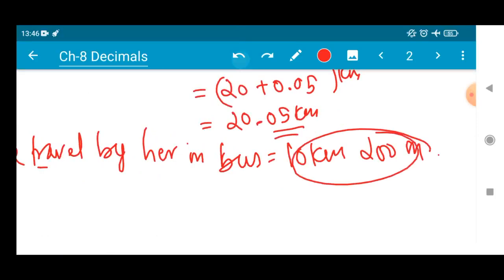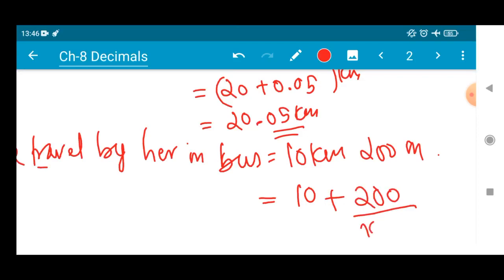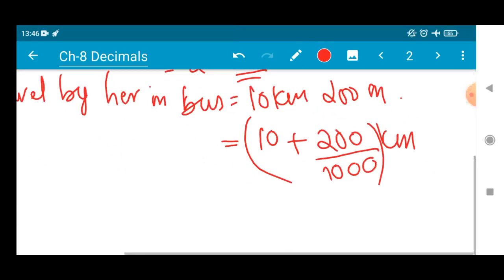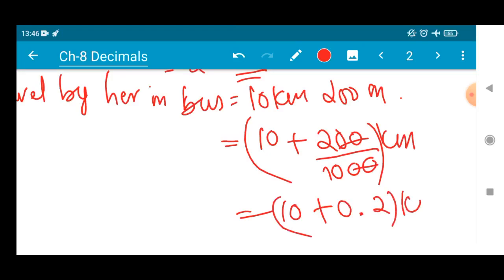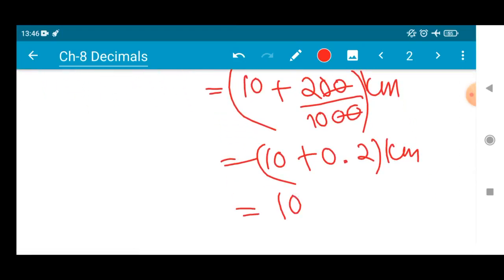Again there are 2 units, so let us convert this into 1 unit. Both are normal, isn't it? So for kilometer here, 2 zeros will be deducted, so I can write it as 0.2 kilometer. If I add this, I'll be getting 10.2 kilometer.